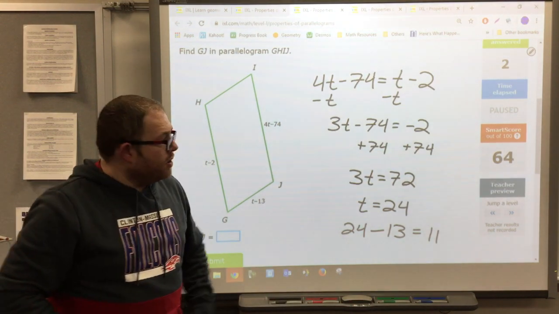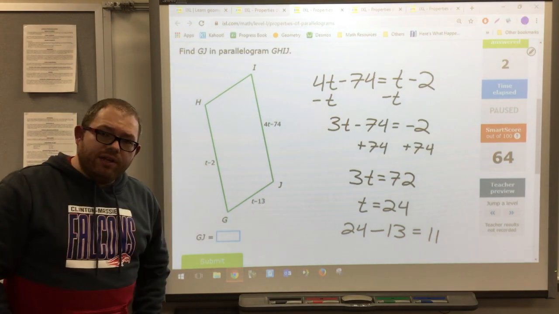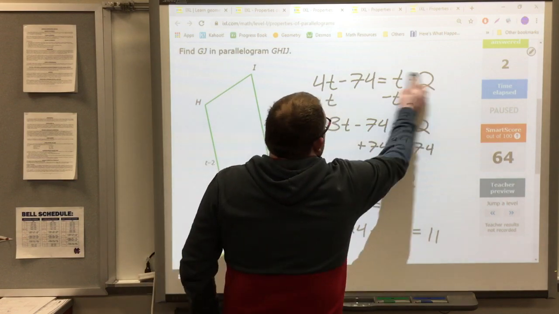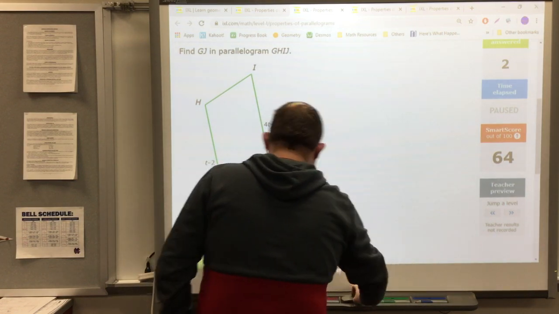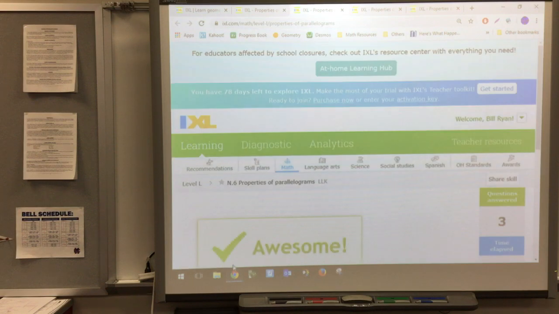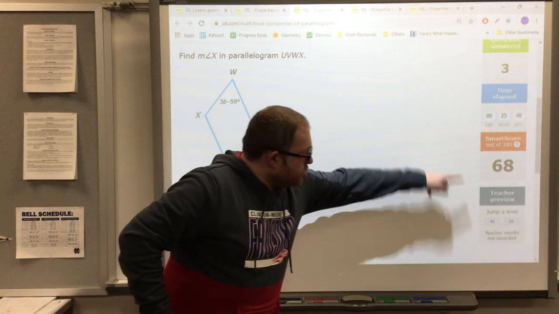So you can see currently it says we have a score of 64. I'm going to type in 11 to confirm that that is the answer. And you can see our score has improved.